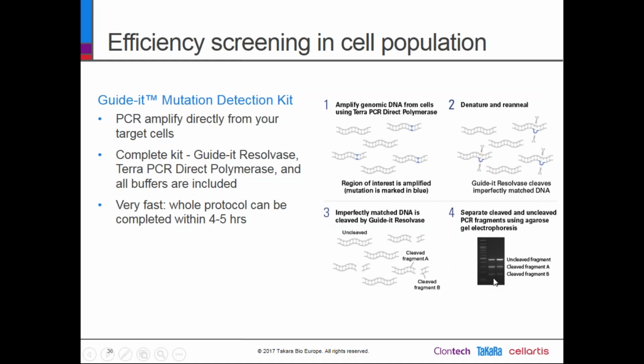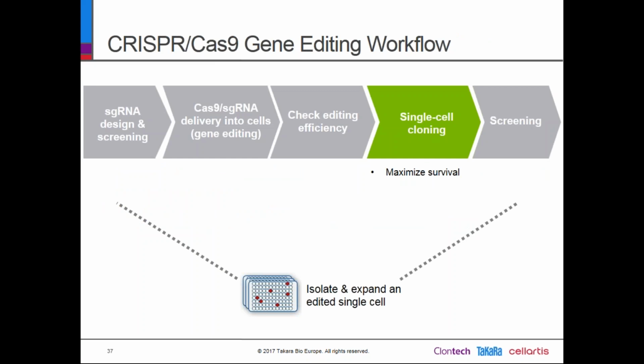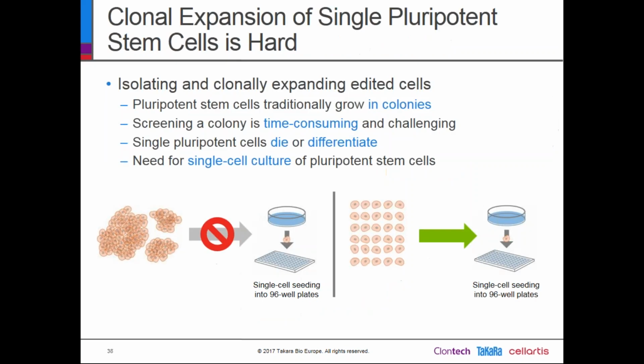So this is really a tool for a mixed population, not for single clones, and it's a very fast screen because you can complete the whole protocol within 4 to 5 hours. And if this screening is successful or shows good gene editing efficiency, you can go for the single cell cloning, which I said already in the beginning, which is a quite tedious step and which can take several weeks.